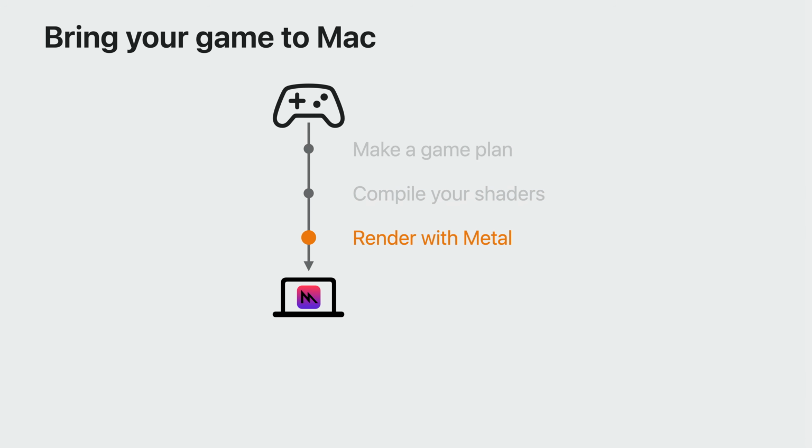This session completes the process of bringing your game to Mac by giving you detailed insights about how to port your renderer to Metal and get great performance out of Apple Silicon. As you port your renderer to Metal, you will notice your engine requires mapping the concepts from other platform graphics APIs to Metal. To help you with that, this session covers 4 topics with Metal best practices so you can leverage the powerful architecture of Apple GPUs.